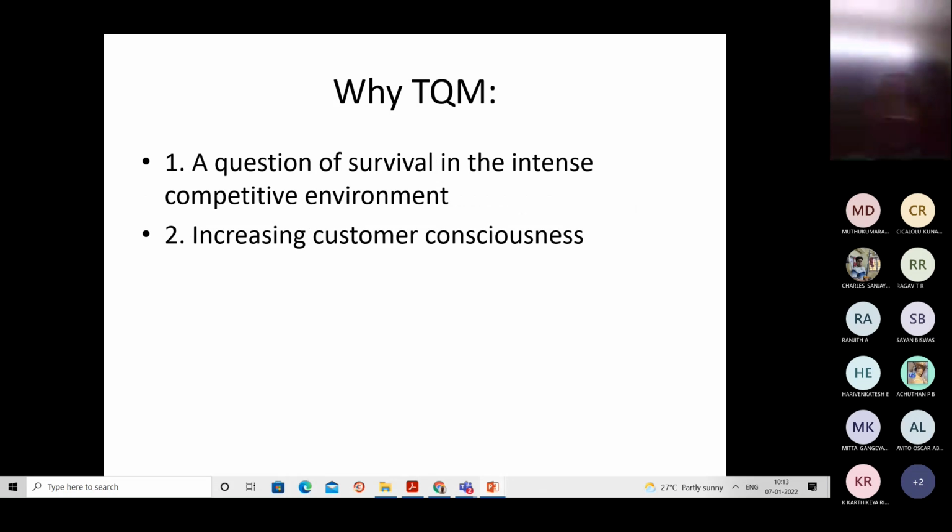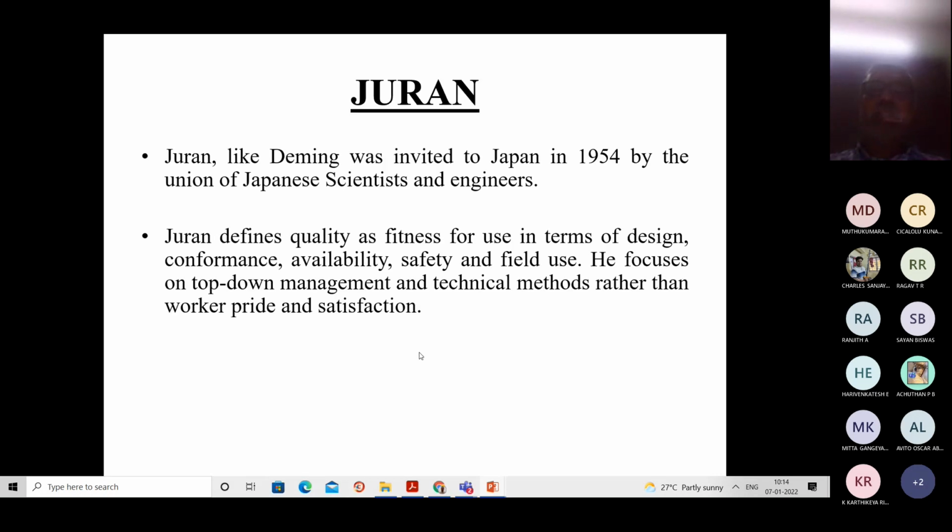Why should we go for TQM? I told you in the first class itself why quality is important. It's very, very competitive. In Chennai alone, there are 100 engineering colleges. Of course, you are all studying in a very good institution, and I am also working in one of the top institutions. But everybody is trying to come to the topmost position. So this very intensive competitive environment is the reason we have to go for quality and increase customer consciousness. These are the two important reasons why we should go for TQM.